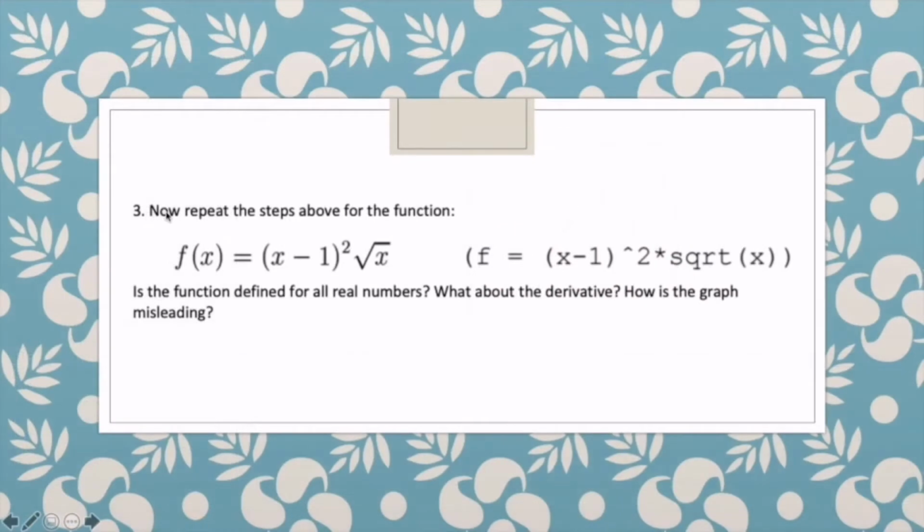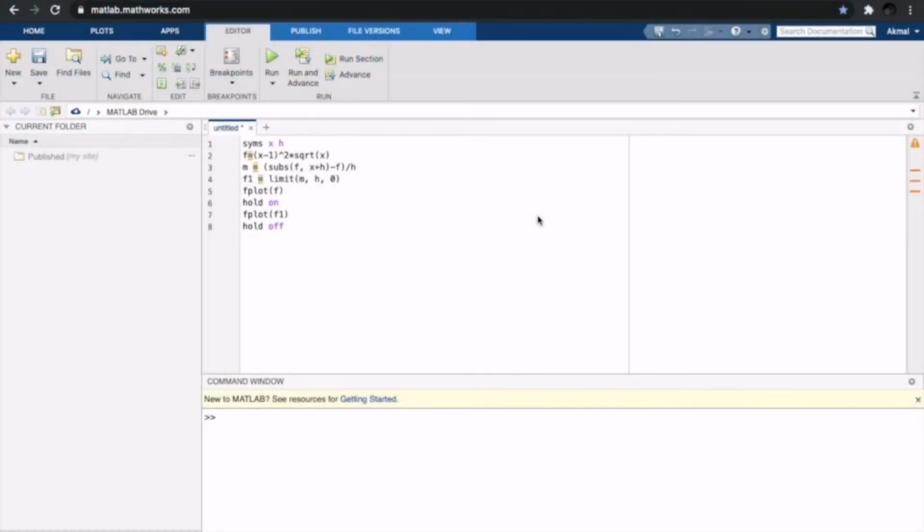Question 3 asks us to repeat the same steps above for the function. So we got the function here, and we need to replace this function. And the question asks us, is the function defined for all real numbers? And what about the derivative? And how is the graph misleading? Is the function defined for all real numbers? The function is real when x is greater than 0.